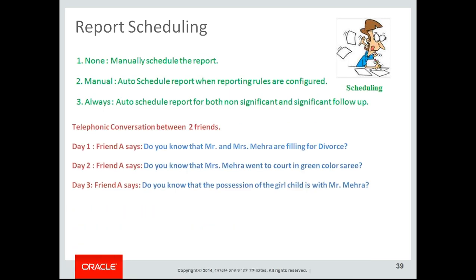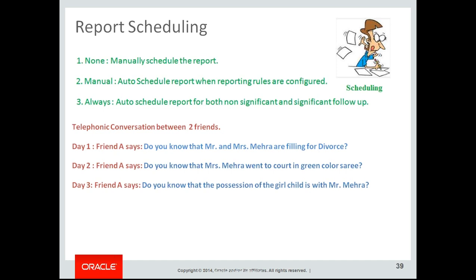In order to explain this, I am showing you an example. There's a telephonic conversation between two friends. Friend A, on day 1, this is not a question actually, this is a statement: Do you know that Mr. and Mrs. Mehra are filing for divorce? That means that friend A on day 1 is giving the information that Mr. and Mrs. Mehra are filing for divorce.